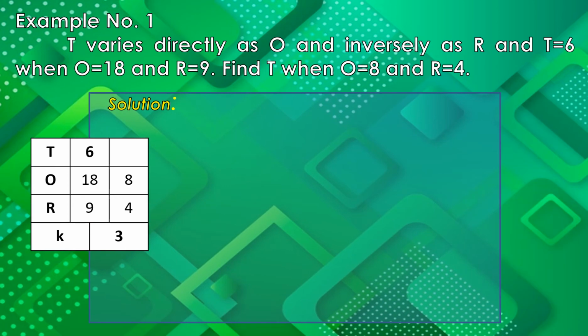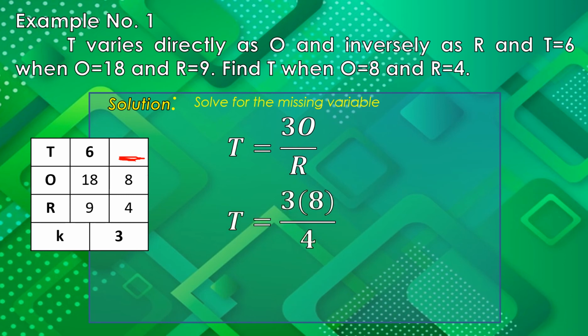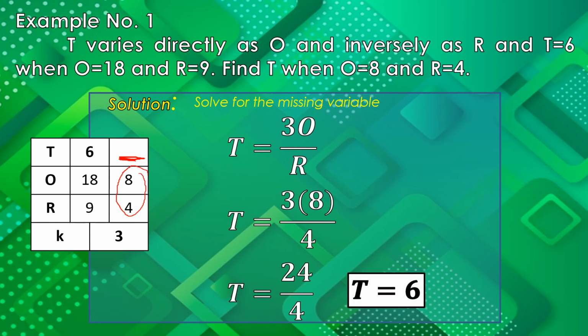From that, hanapin naman natin yung T given that the O is 8 and then R is 4. Using the equation of variation, we have T equals 3O over R. Then substitute the given. We have 3 times 8 over 4. We have 3 times 8 is 24. Then 24 divide 4. That will give us 6. And this is our final answer. T equals 6. Yan na po yung ating sagot.